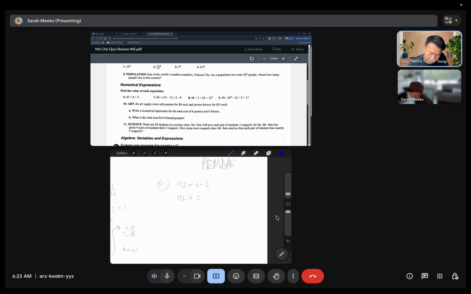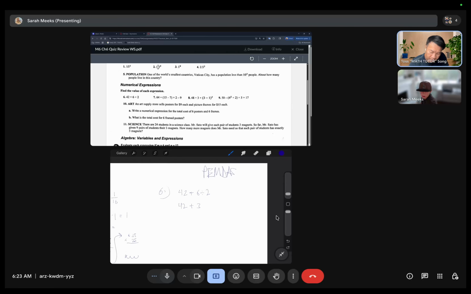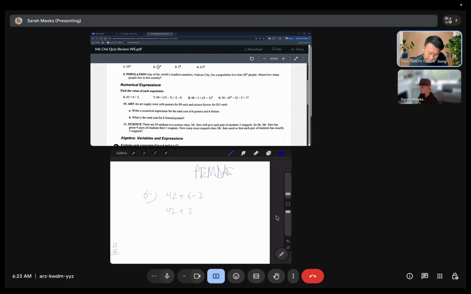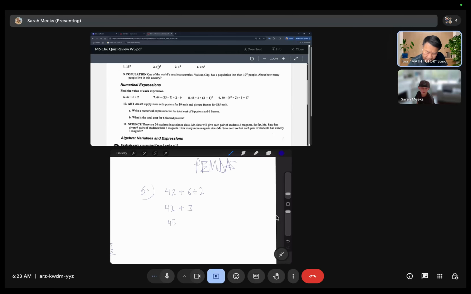So why are we doing that? You're not doing parentheses, you're not doing exponent, but you're doing multiplication, division first, and then add or subtract. So whatever comes first, multiplication, division, before adding, subtracting. That's why you divide first, because it comes before adding and or subtracting. Okay, anyway, 45, final answer.